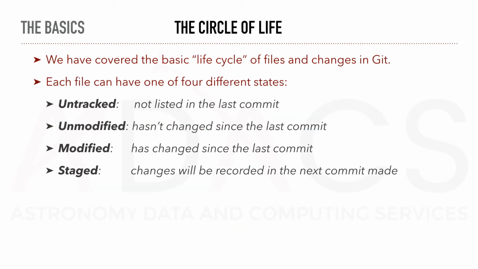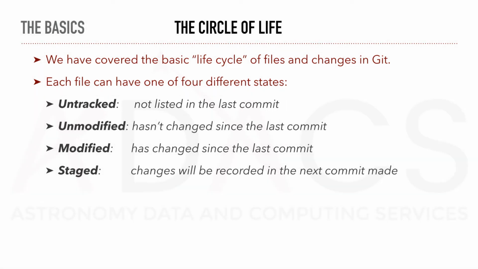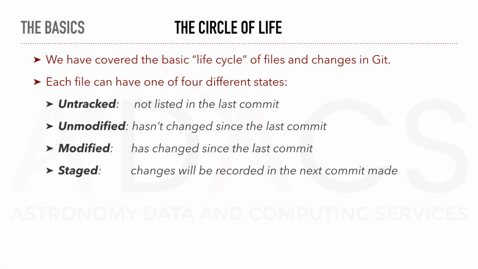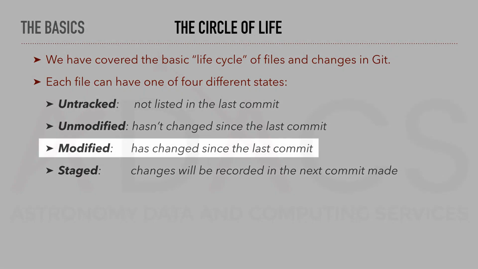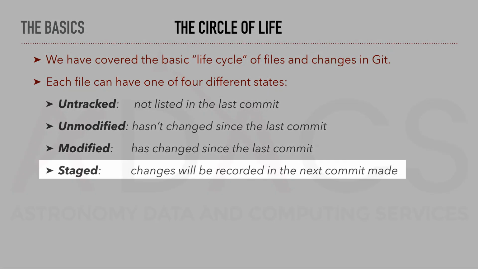To recap, this section covered the basic lifecycle of files and changes in Git. Each file can have one of four states: untracked, not listed in the last commit; unmodified, hasn't changed since the last commit; modified, has changed since the last commit; staged, changes will be recorded in the next commit.